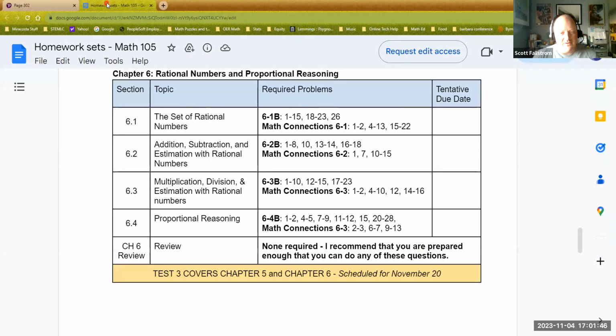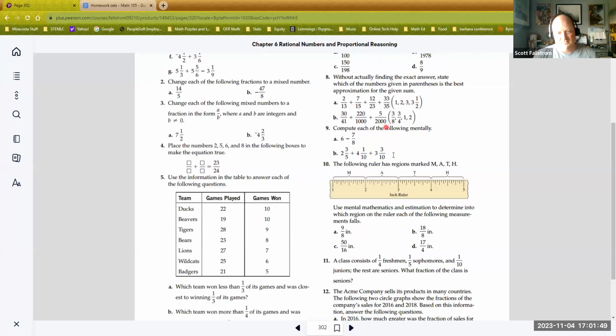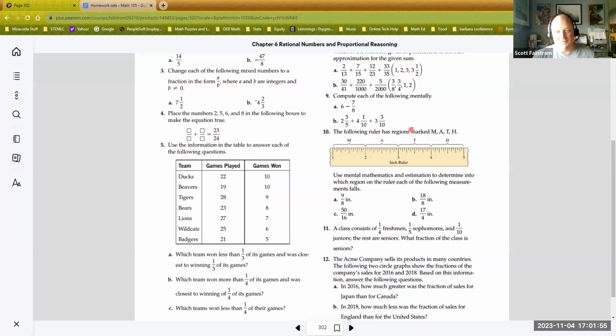Okay, what did I say here? Skip number 9. Okay, well, you'll skip number 9 then. Now, it does say compute them mentally, so you might be able to do these mentally, even though you are skipping the problem. Here's M, A, T, and H. You'll notice they are chunks on a ruler, and you're using mental mathematics to figure out where a particular measurement would fall. Okay. Mental mathematics, be thinking about how many groups of, as an example, 9 over 8. How many groups of 8 are in 9? And definitely 1 with a little bit left over, but not as much as 2. So for the first one, I would say that that falls into region M.